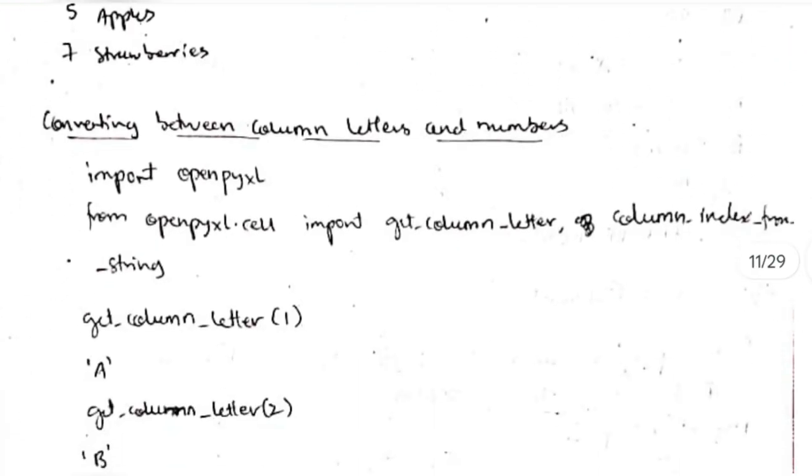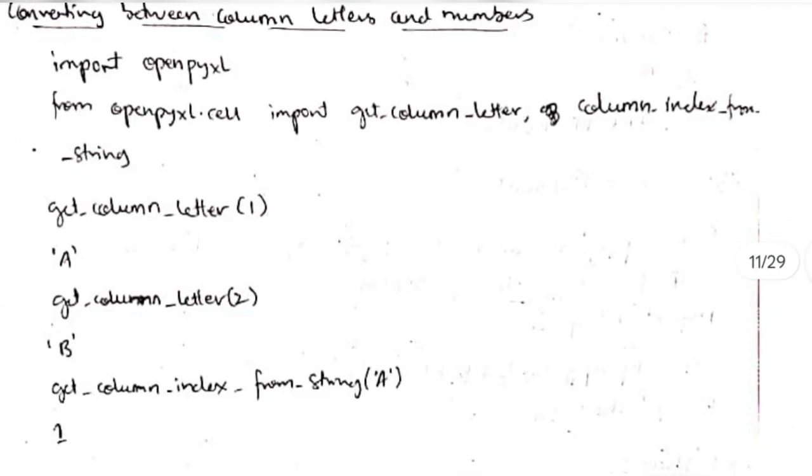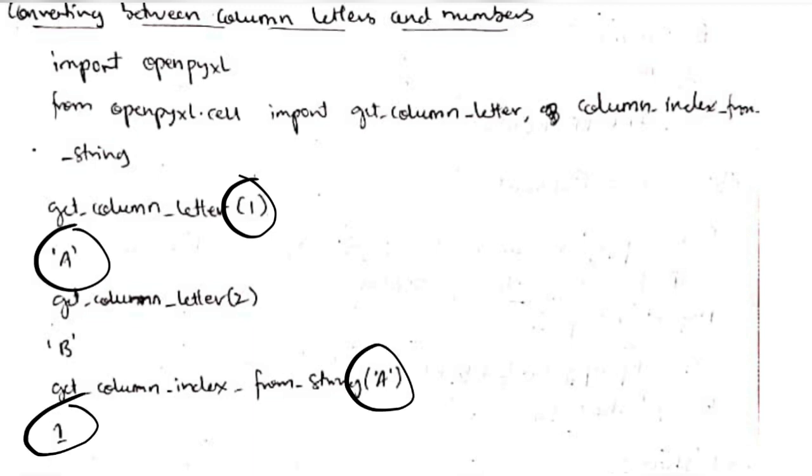The next one is converting between column letters and numbers, okay. To convert the column letter into a number, what is the column number for letter A? It is 1. And the column letter for 1 is A. That will be for the conversion.